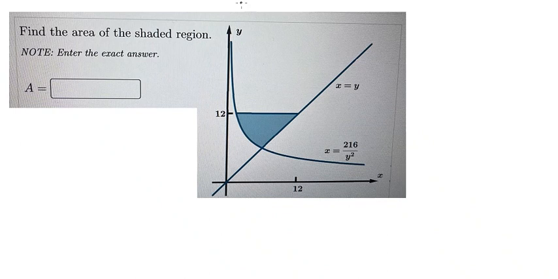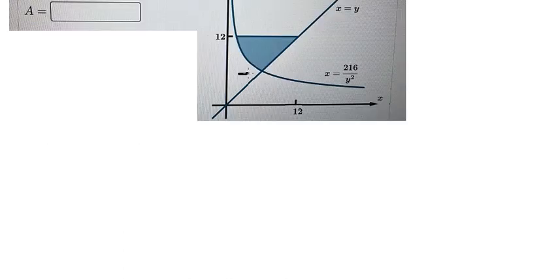Hello everybody. So today I want to talk about calculus, the topic that is about integration. Now I want to show you how to answer. We want to find the area of this one.